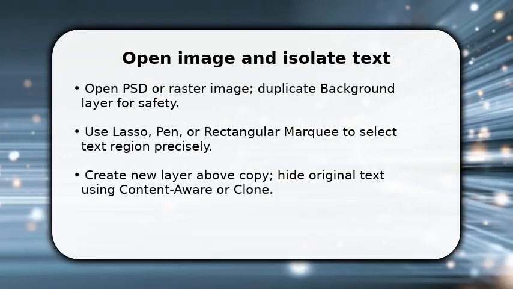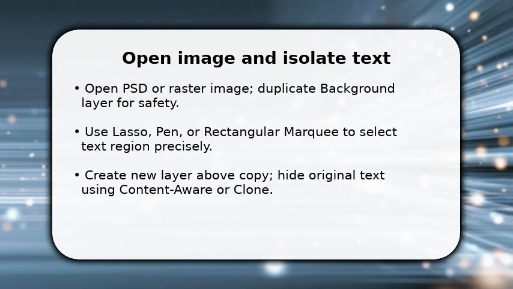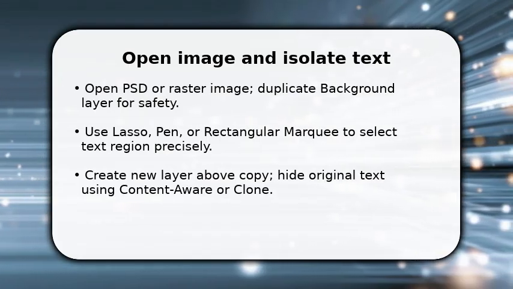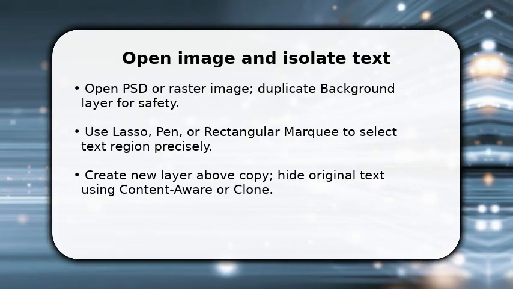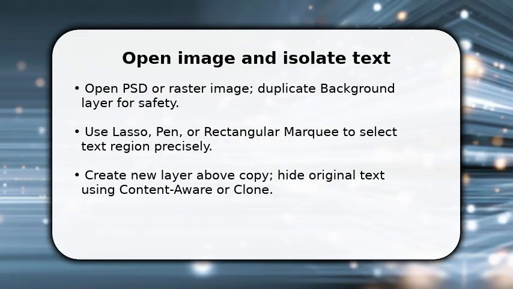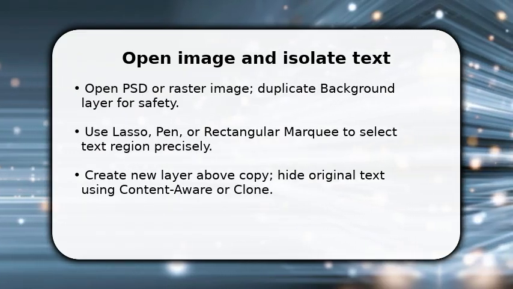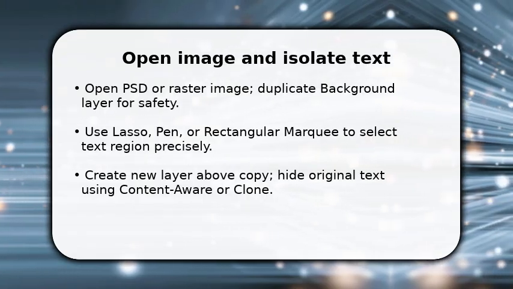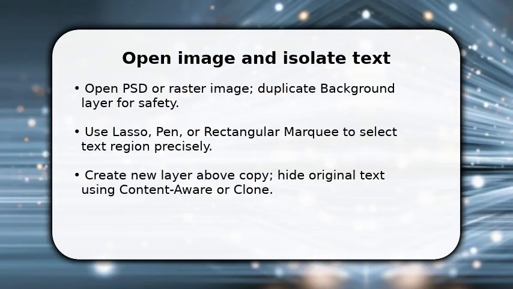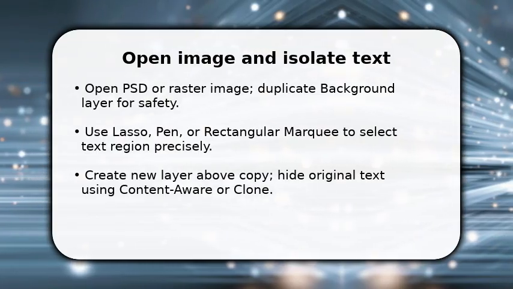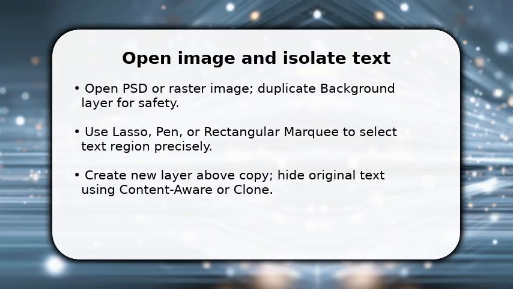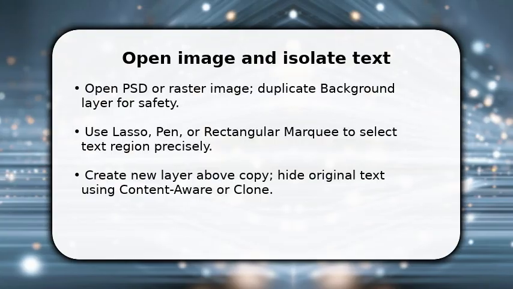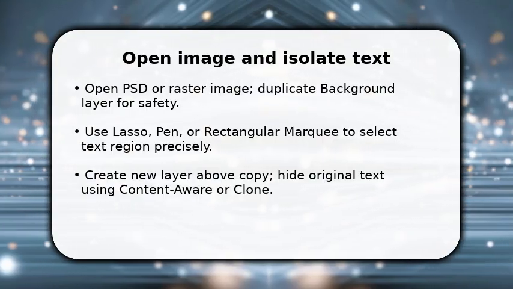You start by opening the image and immediately duplicating the background layer so you can always revert. Next, select the text area with the tool that gives the cleanest edge, pen for curves, marquee for blocks. Once done, remove the visible text on the duplicated layer using Content-Aware Fill or the clone stamp. You do this so new text sits on a clean patch. Make sure to name layers clearly so you won't overwrite originals.